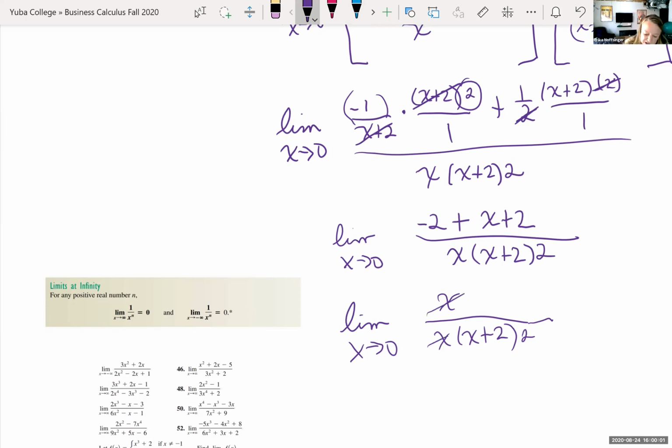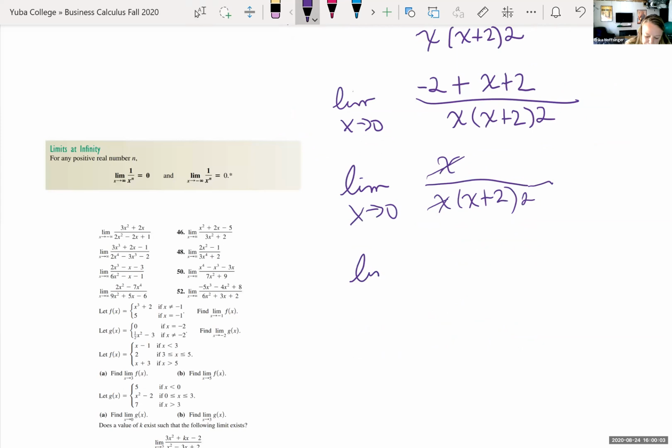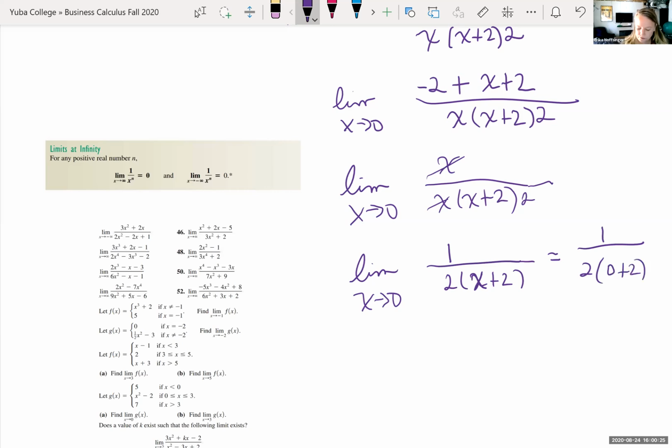And so now we're really just looking at the limit as x approaches 0 of 1 all over 2 times x plus 2. I can have that 2 in the back like I've had. Now if you plug in 0 wherever you see an x, you have 1 all over 2 times 0 plus 2, or 1 over 2 times 2, which is 1/4. Okay, so we found the limit of that value to be 1/4.